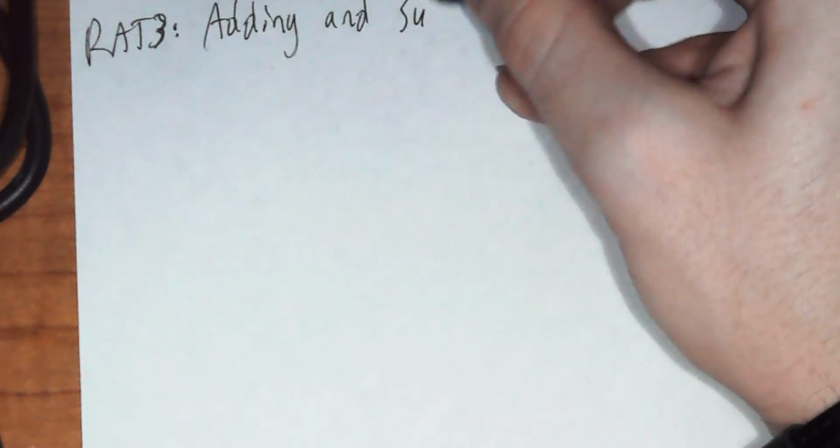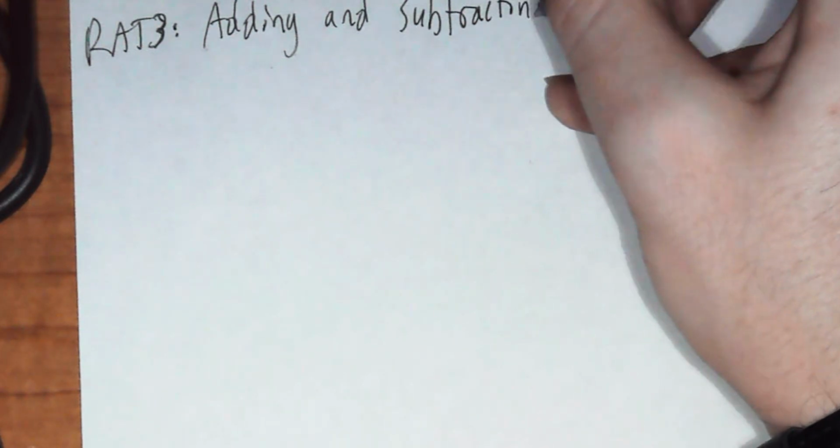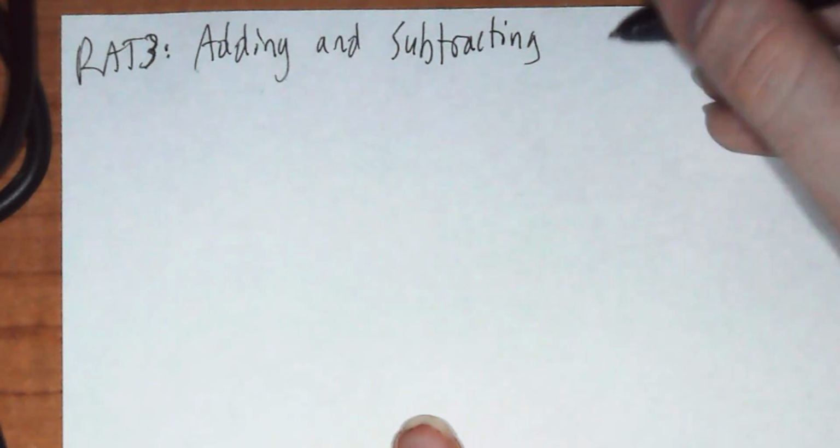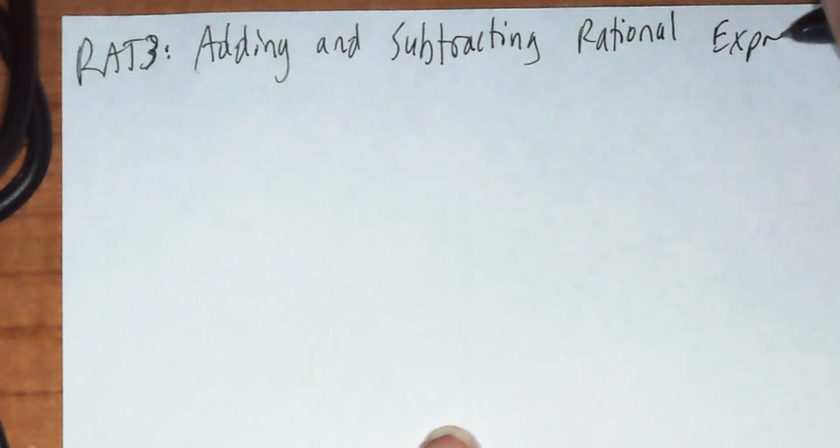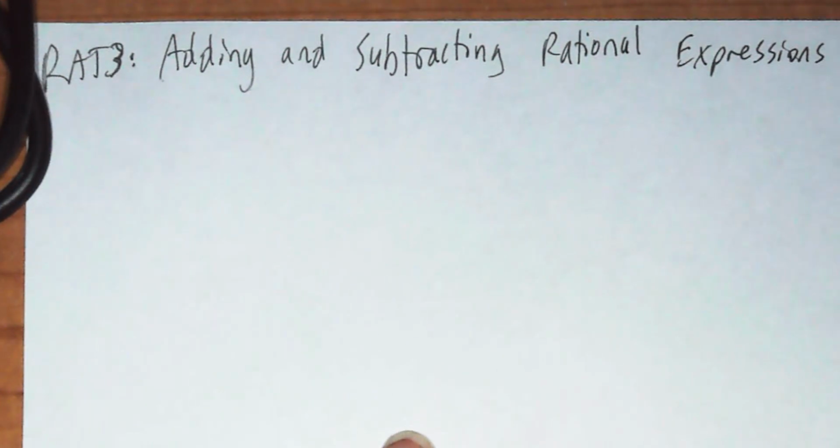Alright, the next set of notes is RAT3. Now RAT3 is about adding and subtracting rational expressions. Adding and subtracting rational expressions.